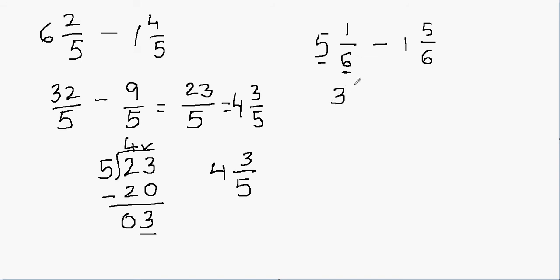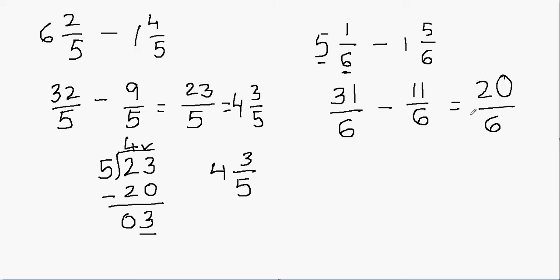So I will have 31 over 6, and then I have the minus sign in between, and I'll do the same thing with this one to change it to a fraction. 6 times 1 will give me 6, and 6 plus 5 will be 11. So I have 11 over 6. Now this is again easier for me because I have the same denominators. Whenever you have like denominators, you can subtract them. So 31 minus 11 will be 20, and then I have 6 in the denominator.